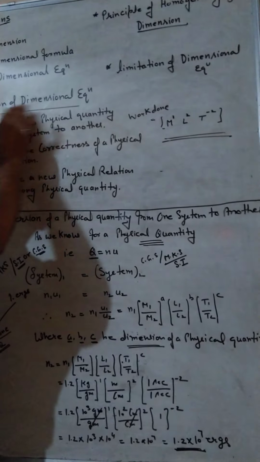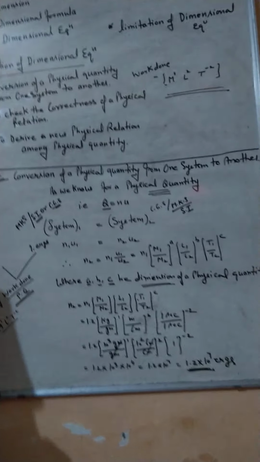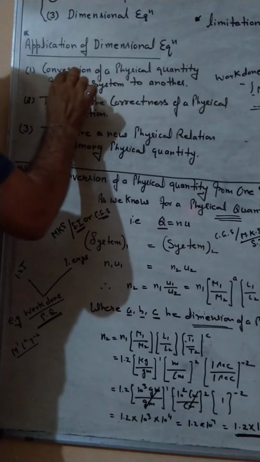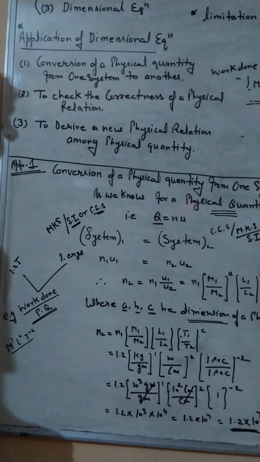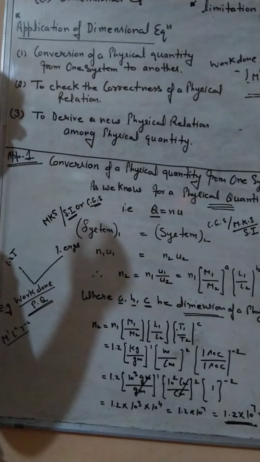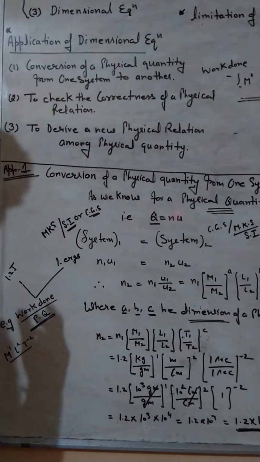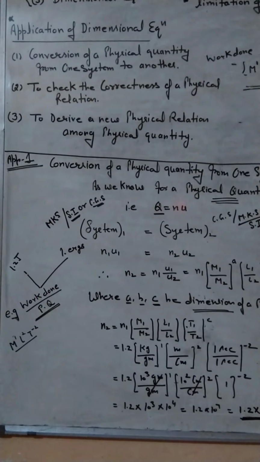Now another important question, the applications of dimensional equation. There are three main applications. Today in this lecture we will only solve the first application, that is conversion of a physical quantity from one system to another, and it's my humble request, please try to solve some problems regarding this conversion from one system to another from your book. If you have any book, then solve it, otherwise just try what I have taught you here. The first application is conversion of a physical quantity from one system to another.